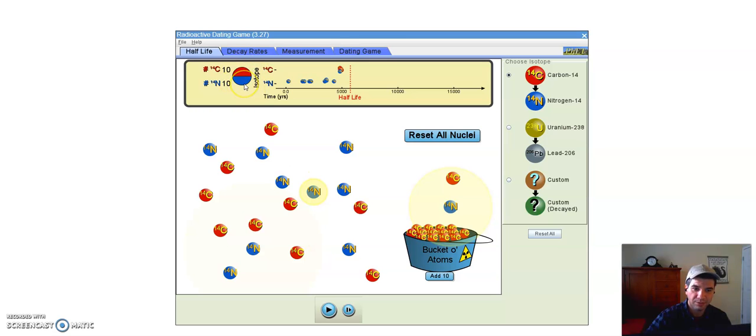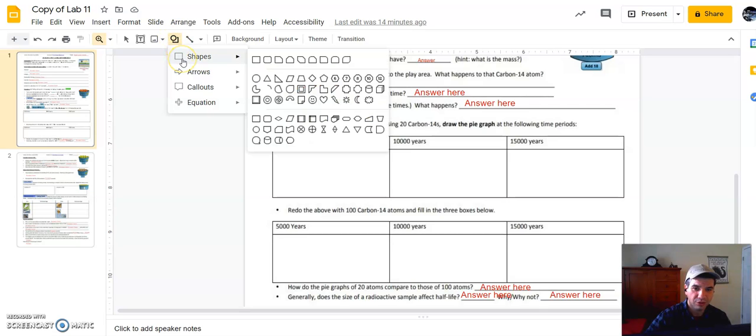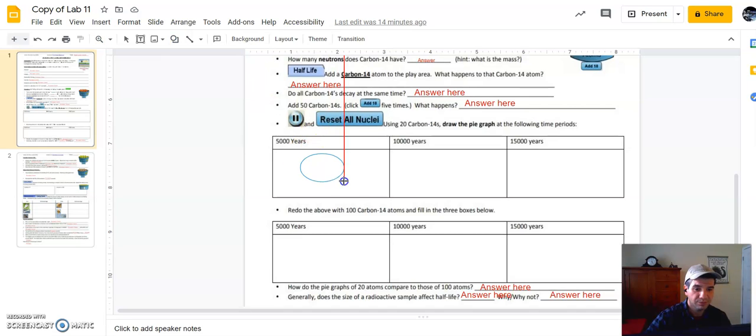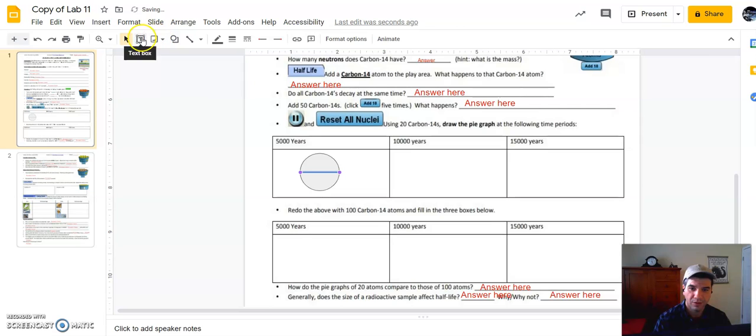Draw your pie chart. At about 5,000, it looks like we had half carbon-14, half nitrogen-14. So in order to draw the pie chart, you're going to go to the Shapes tool, find a circle, draw on a circle, and then you're going to use a line to go from one side to the other, because it looked like it was cut pretty much perfectly in half.